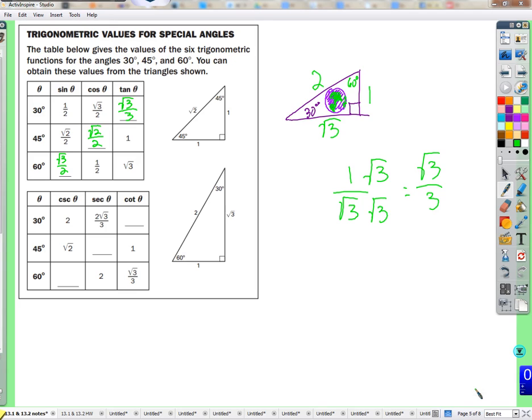Well, the cotangent of 30, let's just take the reciprocal of the tangent, which is root 3 over 3. So we get 3 over root 3, right? That's the reciprocal. So we multiply by root 3, we get 3 root 3 over 3. The threes cancel out and we're left with root 3. So just the square root of 3.